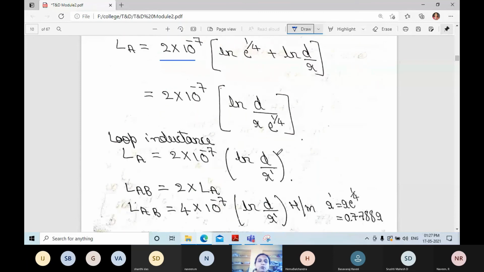LA is equal to 2 into 10 to the power of minus 7 ln d by r dash. That is, LAB is equal to 2 times LA. LAB is equal to 4 into 10 to the power of minus 7 ln d by r dash. r dash is nothing but what they have written as r dash: r into e to the power of 1 by 4. That value is 0.7788 r. Okay.